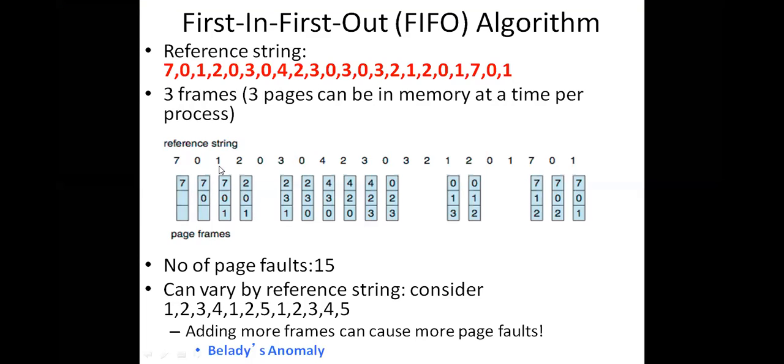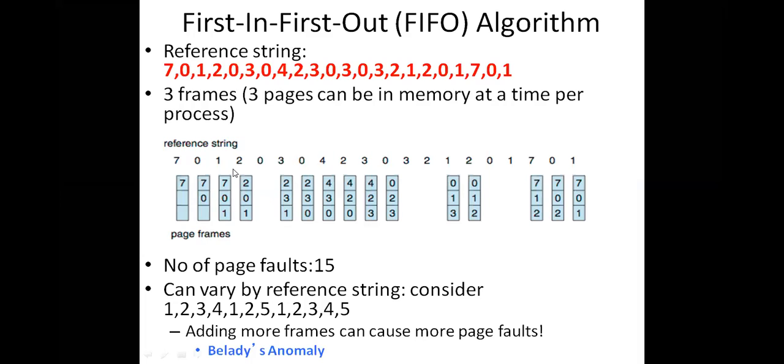After that, we require page number 1. Page number 1 is also not there in the main memory. What do you need to do? You need to keep page number 1 into the main memory, and there is a free frame. So for these three references, from 7 to 1, there is a free frame in the main memory, so whenever there is a page fault, you can bring the page into the main memory.